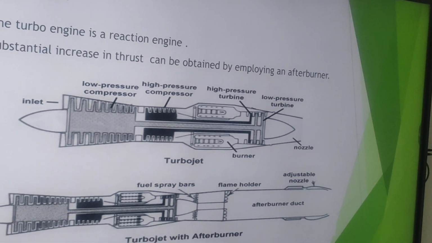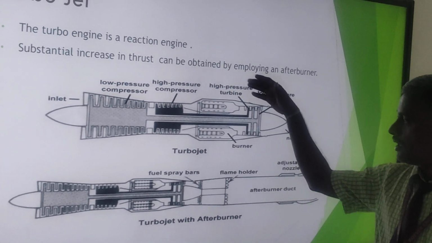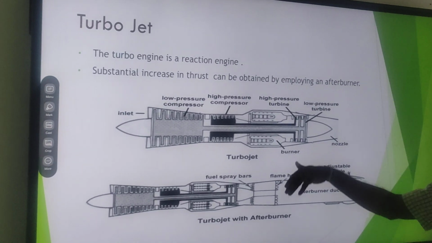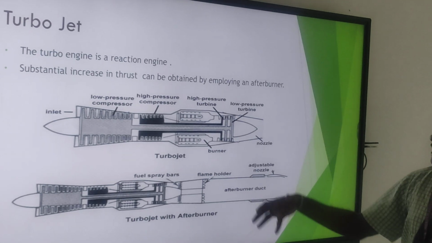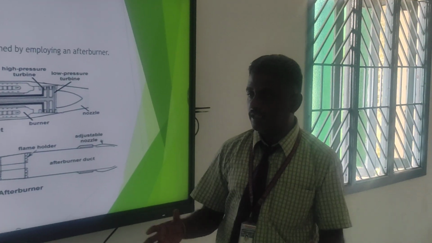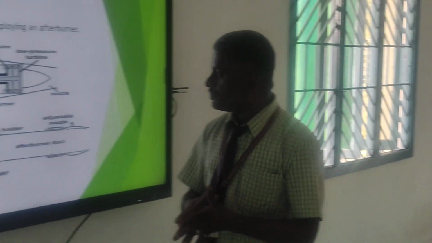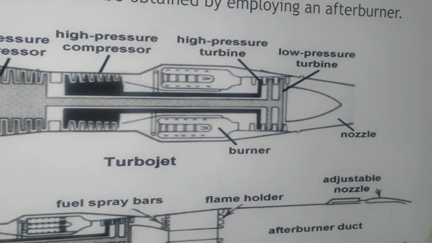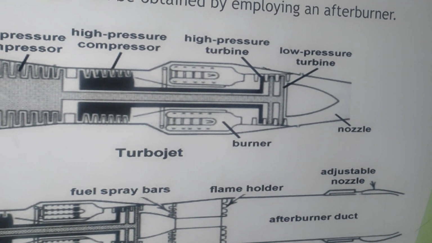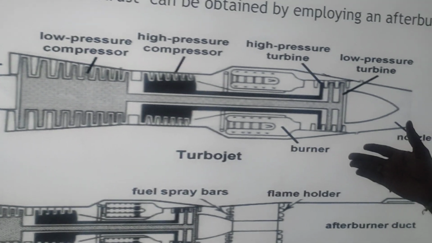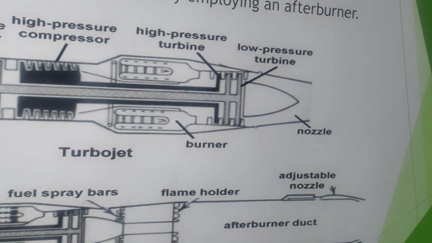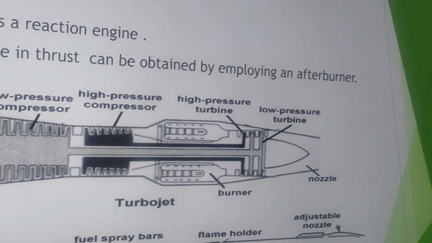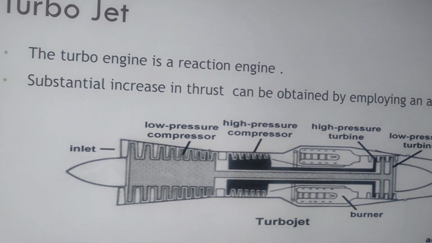The high pressure air passes through the combustion chamber, or combustor. The fuel is injected through the injector into the high pressure air, mixes with it, and burns. After that, the high pressure exhaust gases pass through the high pressure turbine, and the velocity is also increased. After leaving the high pressure turbine, the exhaust gas goes to the low pressure turbine, and the velocity of the gas also increases. Then, last, the low pressure turbine exhaust gases pass through the nozzle.